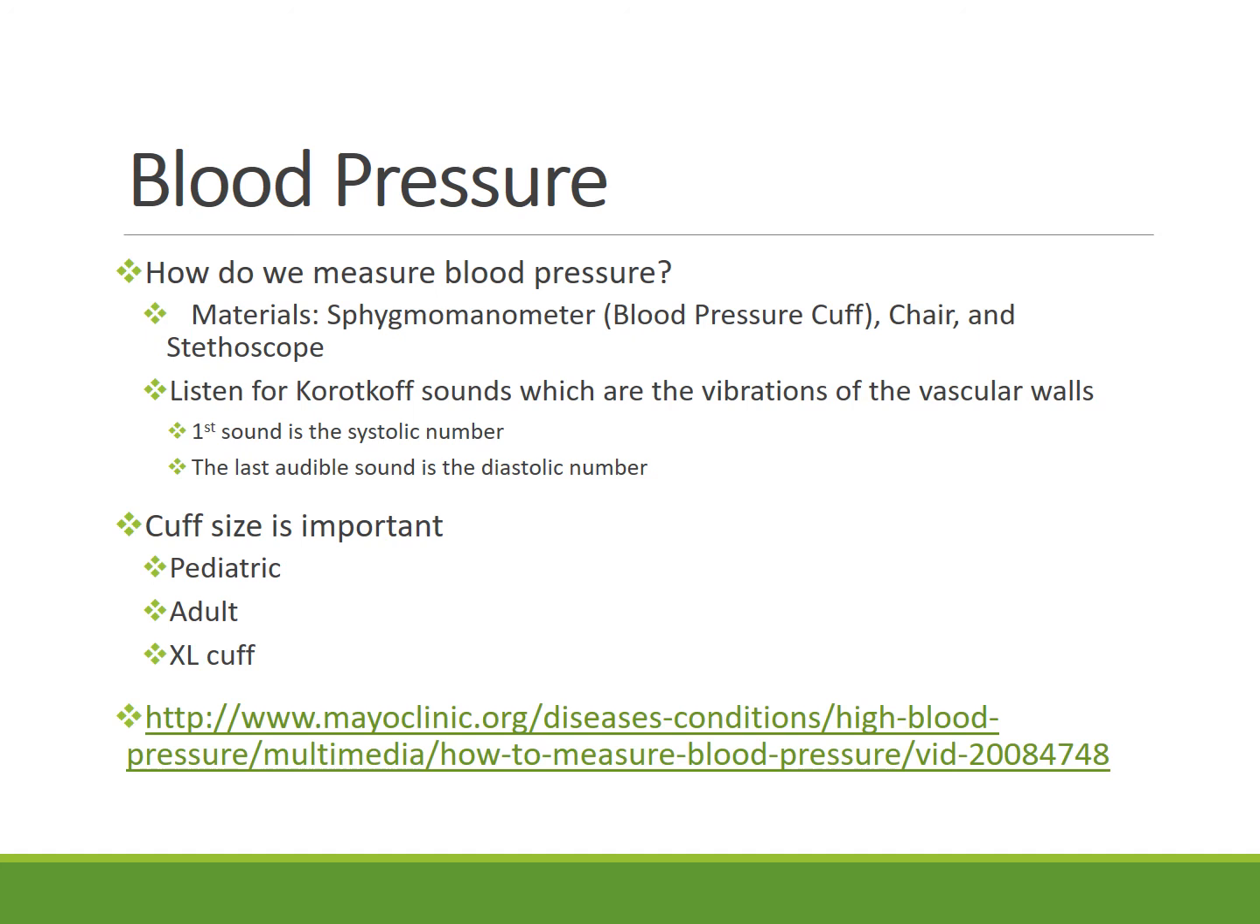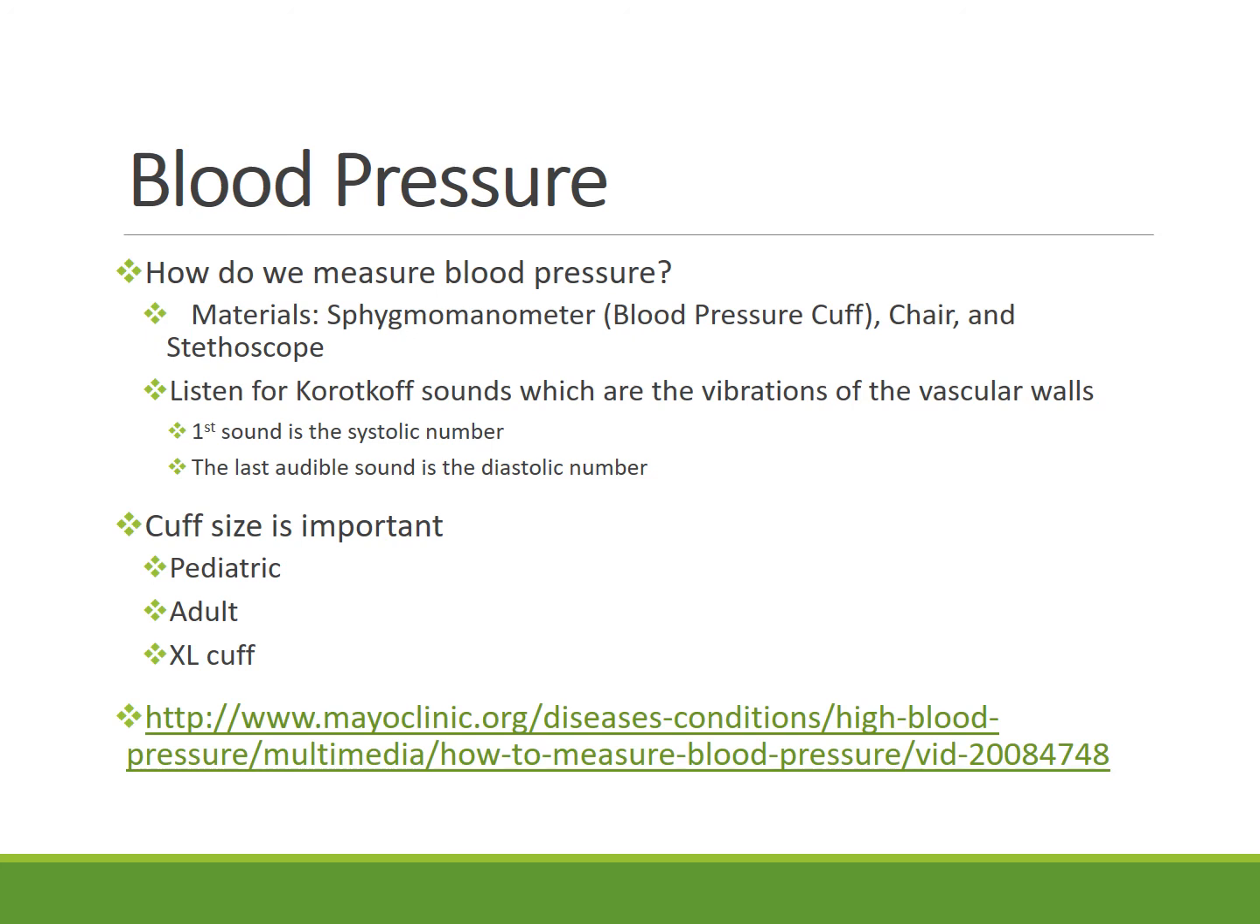So how do you measure blood pressure? You need a blood pressure cuff, a chair, because you want the person to be sitting, and a stethoscope. If you're going to do it the old school way and not use the automatic machine, you're going to listen for specific sounds, which are the vibrations of the vascular wall. The first sound you hear is the systolic number, and the last audible sound is the diastolic number. I don't know how to do a manual blood pressure check, so if you have questions about that, you can probably look it up online, or I can get you more information if you need it.